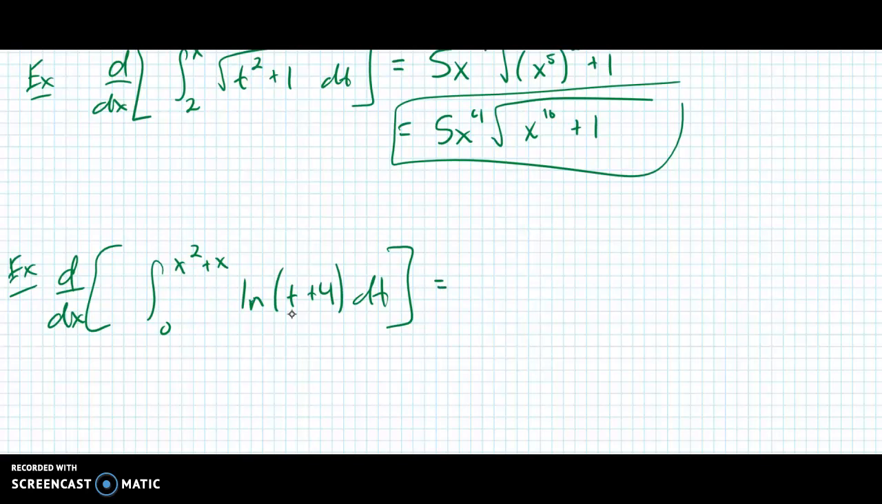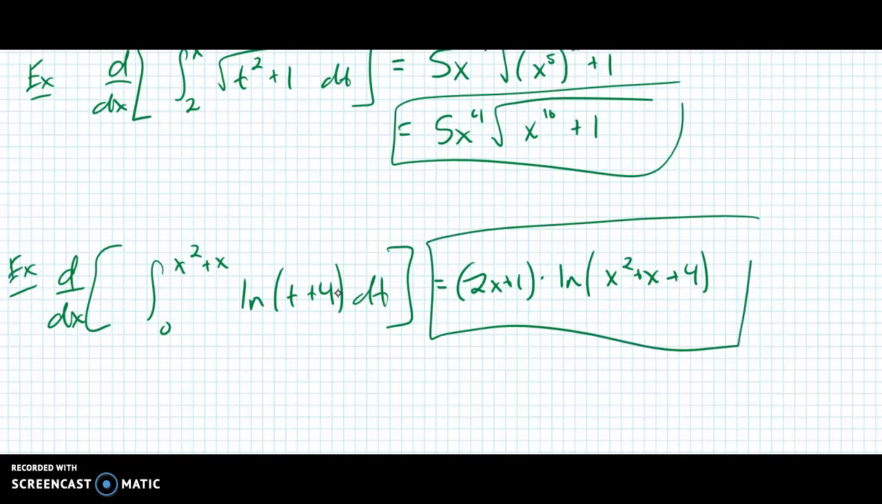Okay, we get chain rule out front. What's the derivative of that piece up top? It is 2x plus 1. I'm going to throw it in a set of parentheses. Now, what do I do? I plug this in for t. So what's that give me? ln of, and then the t gets replaced by x squared plus x, and then I need to have my plus 4. And that is how we do second FTC.